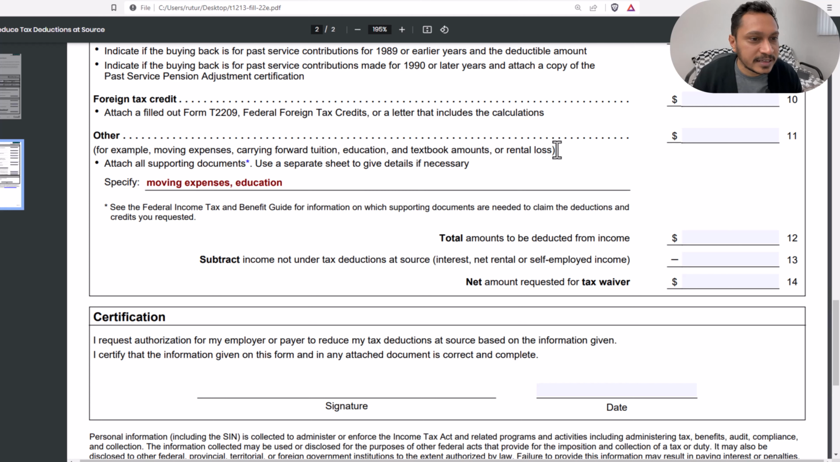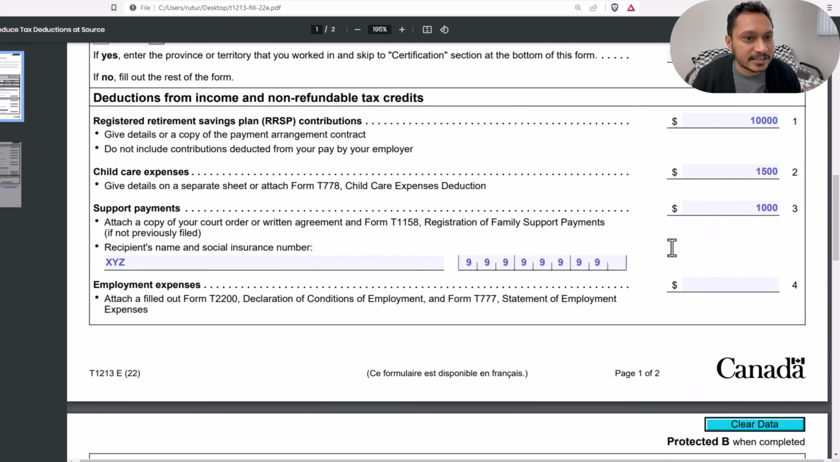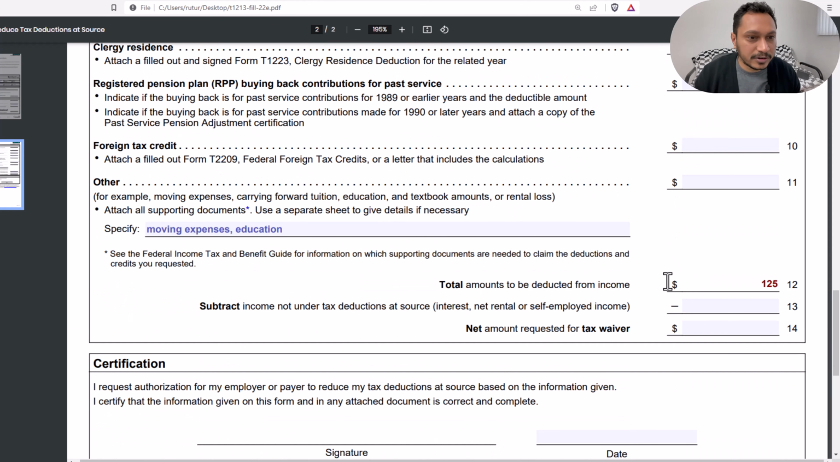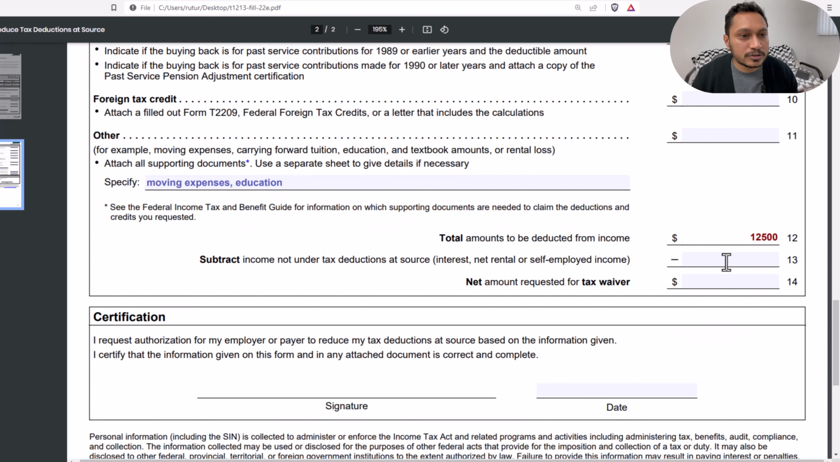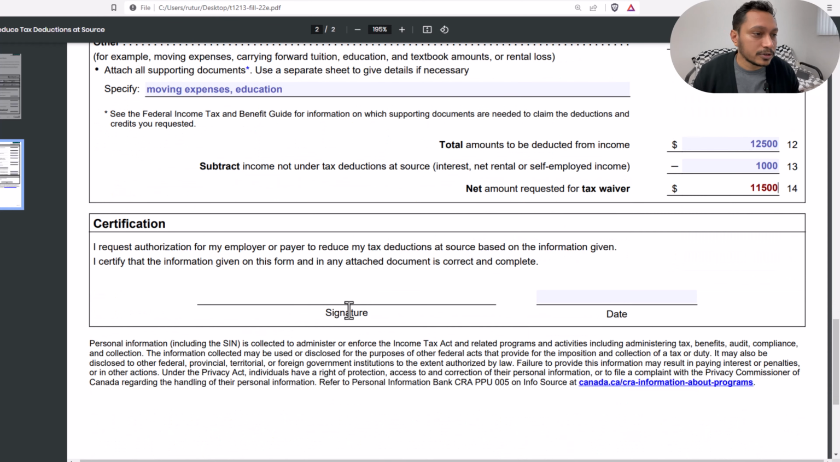For example, in this case, let's say my overall tax reduction is $12,500 and I do not want to subtract any rental income or self-employed income I have. But if you have any other income for which you have to pay tax at the end of the year, then you would have to enter it here so that the CRA can make sure they are giving you the right tax back. Let's say, for example, I make $1,000 as my self-employed income, then the overall tax waiver I would need in addition to what they are charging is $11,500. All I have to do is sign it and provide today's date.